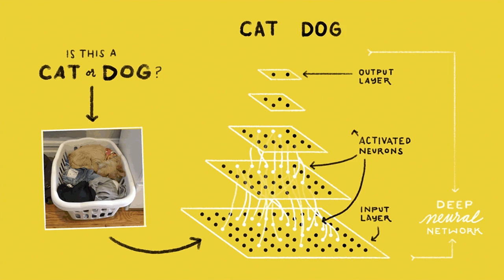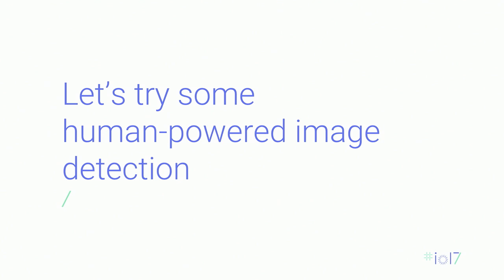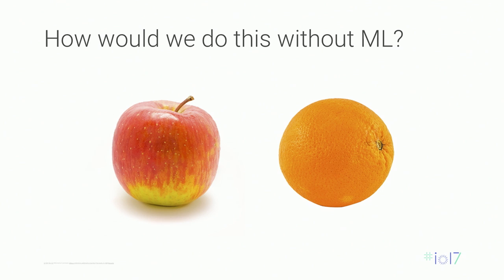But let's take a step back for a moment, and let's do this without a neural network. Let's do some human-powered image detection. Looking at these two pictures of an apple and an orange, if we were to write an algorithm, what are some features we might look for in our code to be able to differentiate between these two? You can shout it out. Color. Color is a great one. So if we were to look for color, we could look at the majority of the pixels in the image. If the majority of the pixels are red, it's an apple. If they're orange, it's an orange. So that would work great on these two examples.